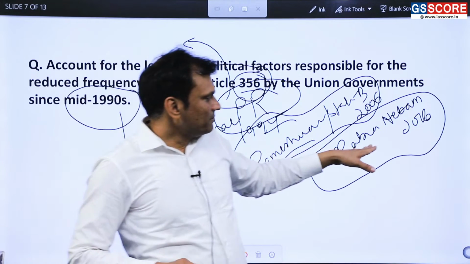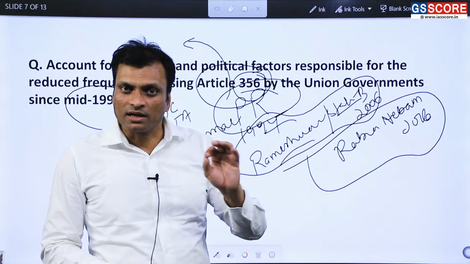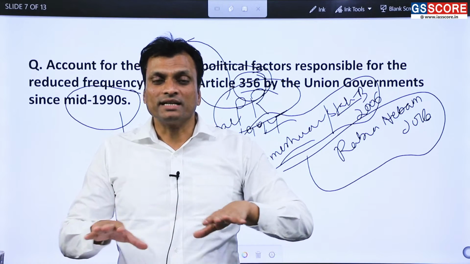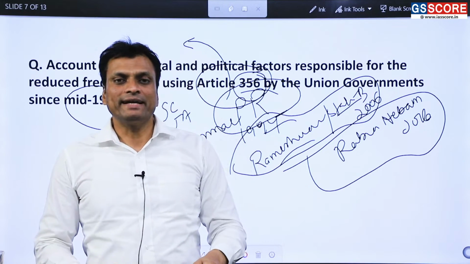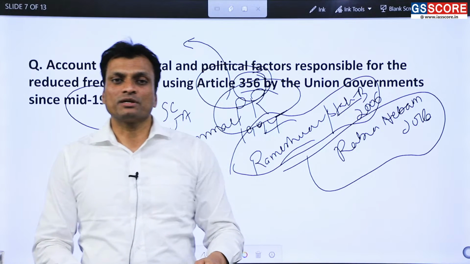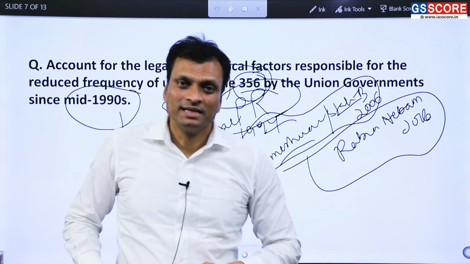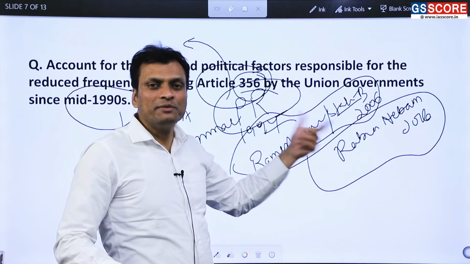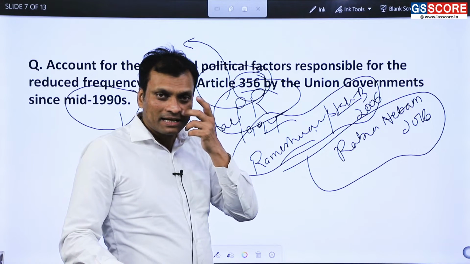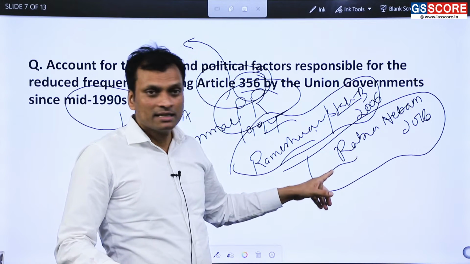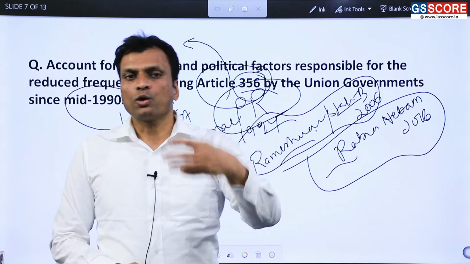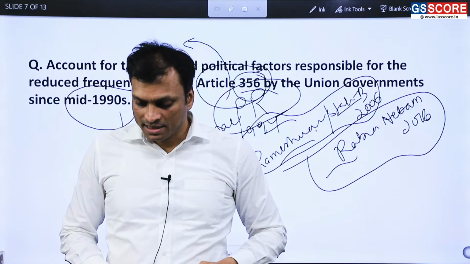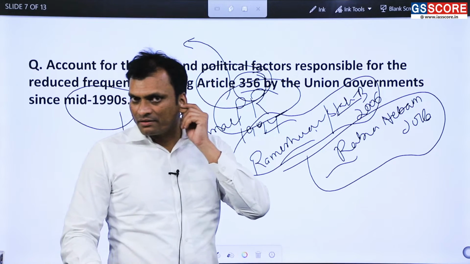In Nabam Rebia and Rameshwar Prasad, the Supreme Court said that if the governor recommends the imposition of Article 356 without any sound reasoning, and we find that the report of the governor is not bona fide or is with malafide intention, then in 2006 the Supreme Court said we can revoke the President's Rule. And finally in the Nabam Rebia case, it was actually revoked, totally revoked. And this is why things became very important.